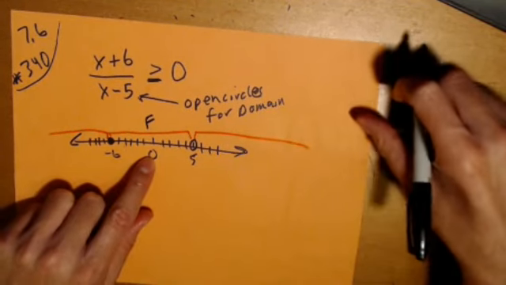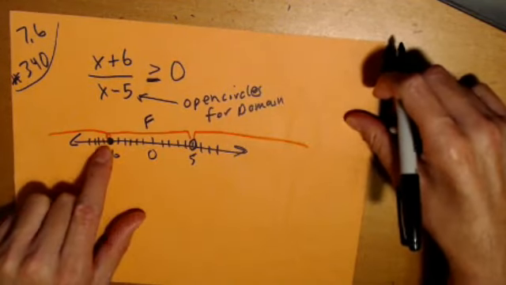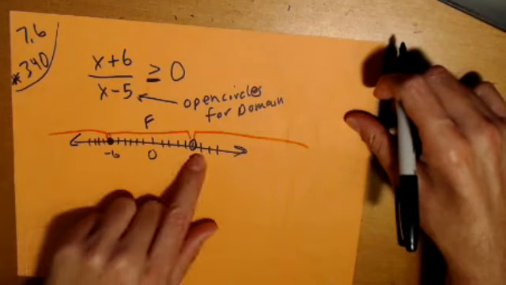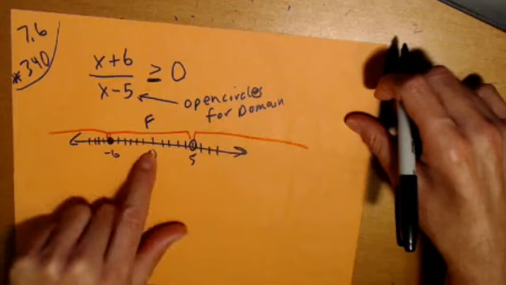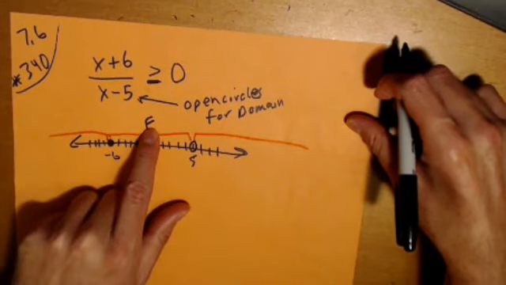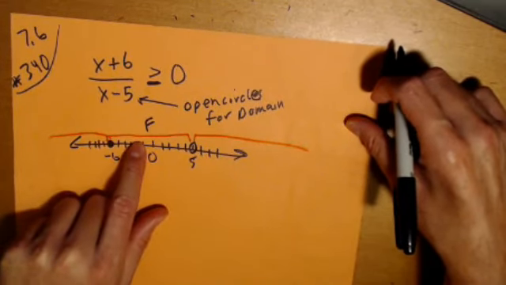So the 0 was my test point. These are my critical points or critical values. I think they're called critical points. And you need to choose something between. Choose what's easiest. 0 is usually the easiest. So this whole area is false.